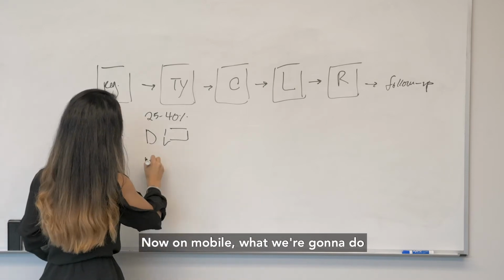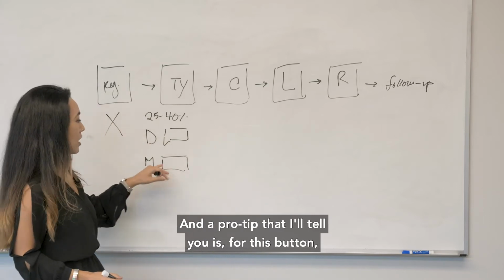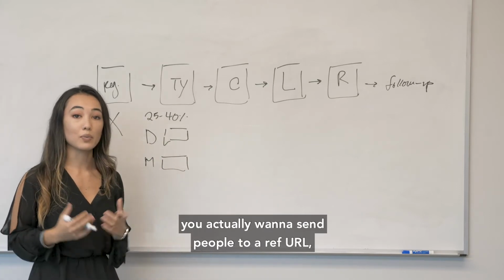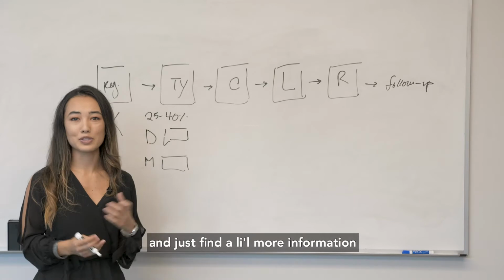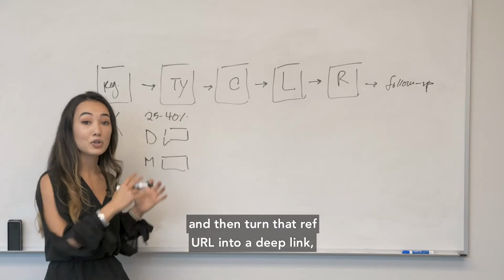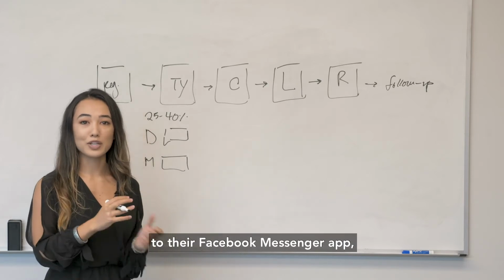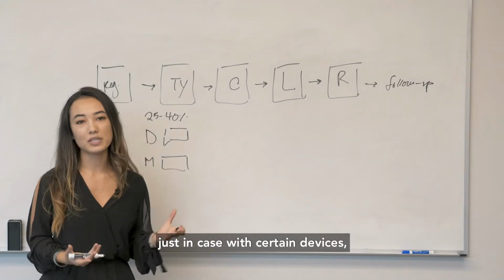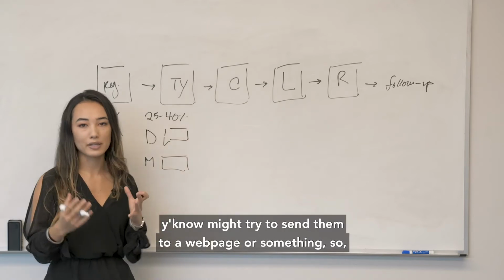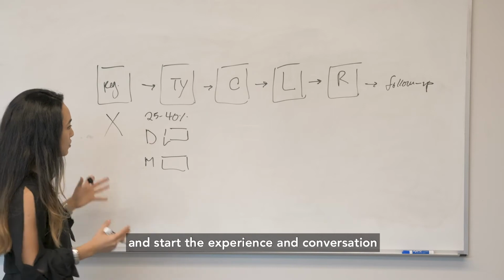Now on mobile, what we're gonna do is actually add a button instead. And a pro tip that I'll tell you is for this button, you actually wanna send people to a ref URL, which you can easily look up and just find a little more information about how to create that on a platform like ManyChat, and then turn that ref URL into a deep link, which is going to directly send people to their Facebook Messenger app, just in case certain devices might try to send them to a web page or something. So this will make sure they go directly into their app and start the experience and conversation with your bot there.